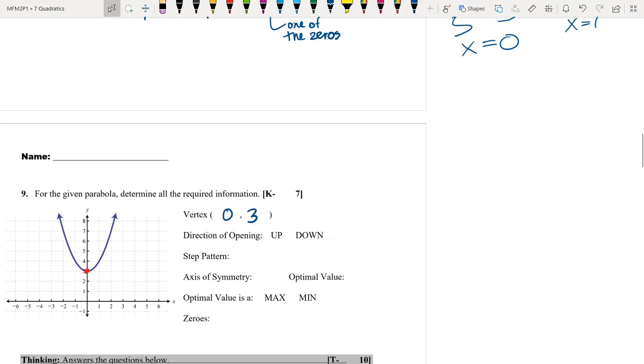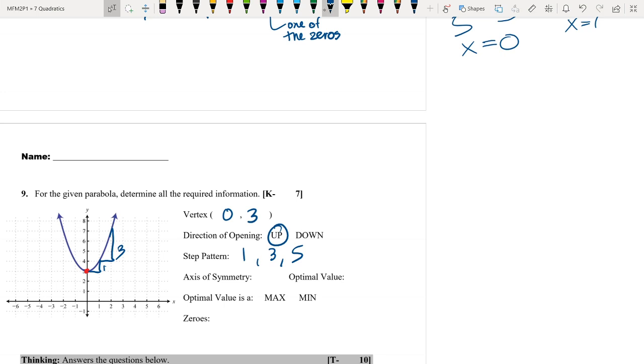Could we know the direction? The direction is up. The step pattern, let's look. 1, 3. Oh, and the step pattern is basic: 1, 3, 5, 7, 9, 11, and on.